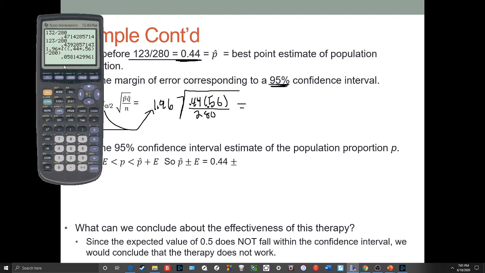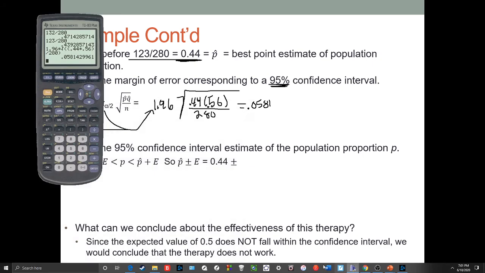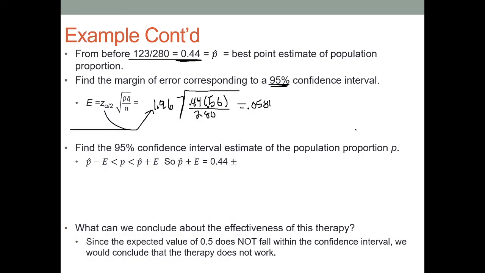And we end up getting 0.0581. Right, so that is my margin of error. So the way I would display my answer is I would say, okay, my best guess, I'm 95% certain that the touch therapists would be correct in identifying the hand 44% of the time, give or take roughly 5%.